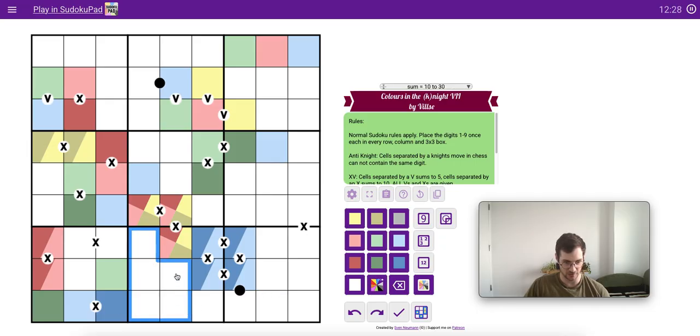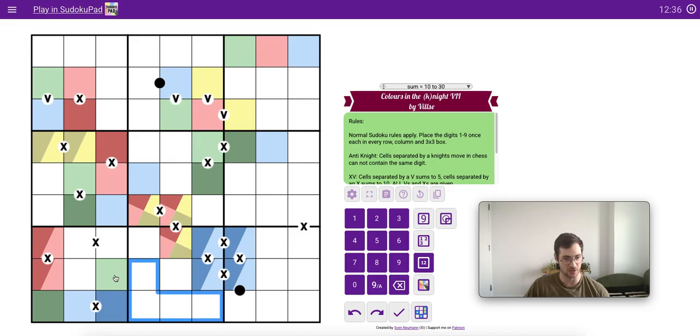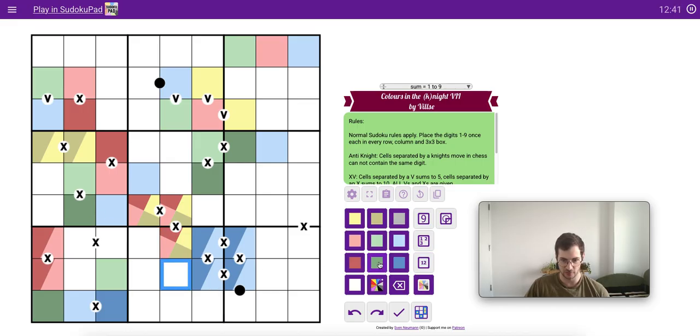Where can dark green go in this box? Not there, or not in this row because of that one. Not here because it would be next to a light green with no X. Not here because it's seen by that one by knight's move, and so this is the only place remaining for it.